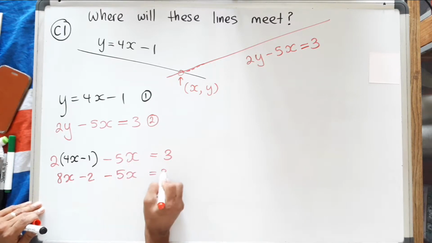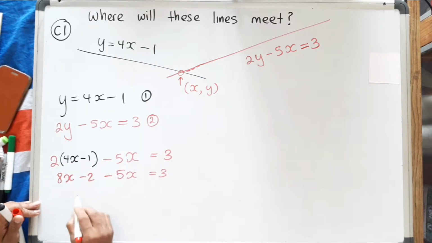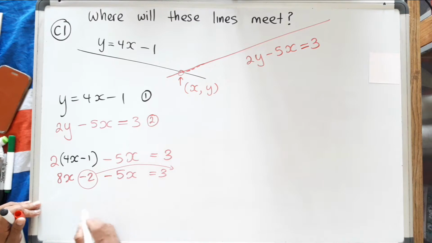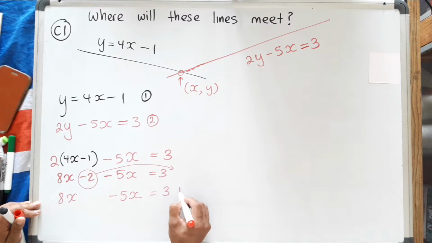5x equals 3. Let's solve for x. Let's keep all the x's on one side, and the minus 2 doesn't have an x, so I throw it across to the other side. So I'm left with 8x minus 5x is equal to 3 plus 2. 8x minus 5x is 3x, which is equal to 5.